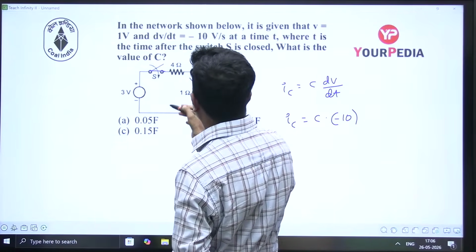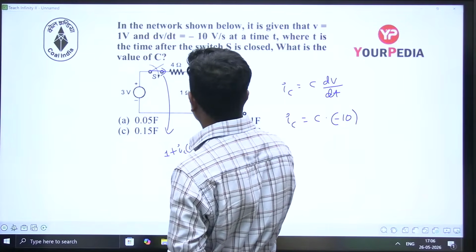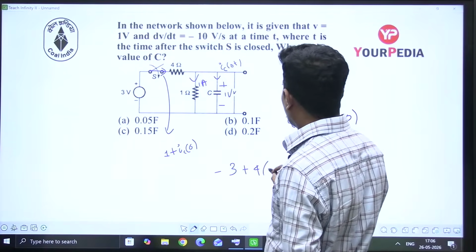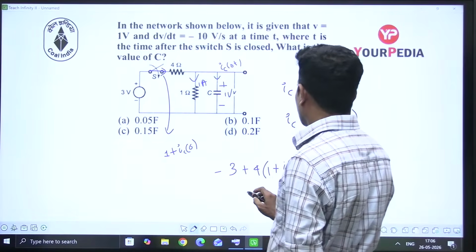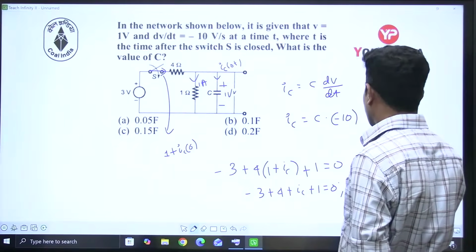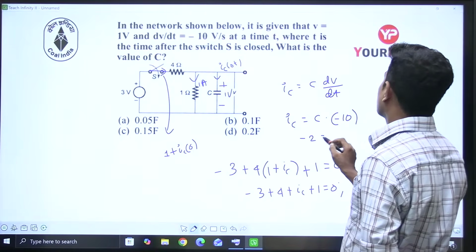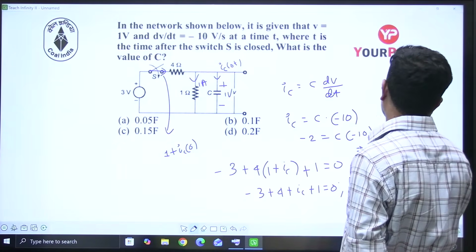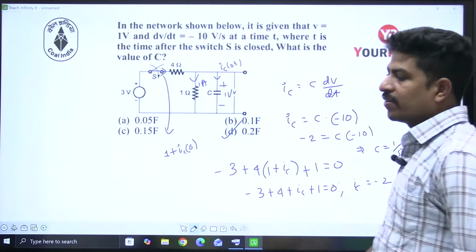Now, what will this current be? This current will be 1 plus IC of 0 plus. Now, if I write the KVL for this, minus 3 plus 4 into (1 plus IC of 0 plus) plus 1 volt is equal to 0. Minus 3 plus 4 plus 4 IC plus 1 is equal to 0. From this one, IC is equal to minus 2. Minus 2 is equal to C into minus 10. So from this one, C is equal to 1 by 5, that is equal to 0.2 farads. Option is D. Option is D for Delhi.